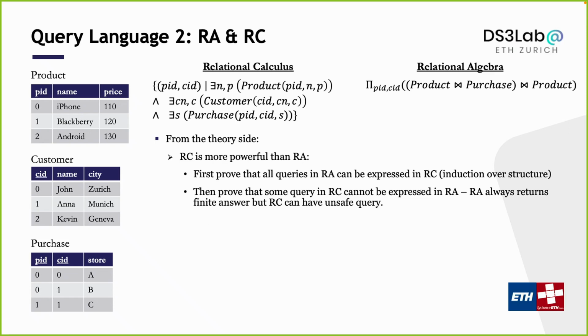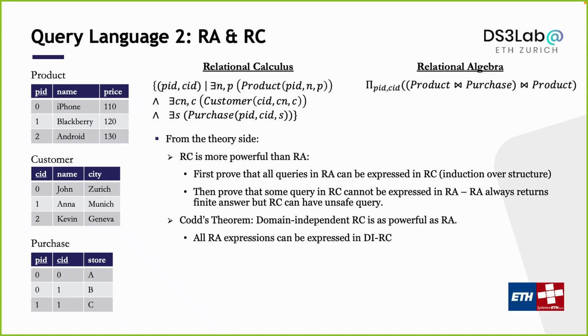What's actually more interesting and surprising is that if you look at domain-independent relational calculus and relational algebra, a fascinating result that people showed almost half a century ago is they are equally powerful. Domain-independent relational calculus is as powerful as relational algebra. And that's something called Codd's theorem. We are not going to prove it, but it's just simply beautiful, and people have known that for half a century now.